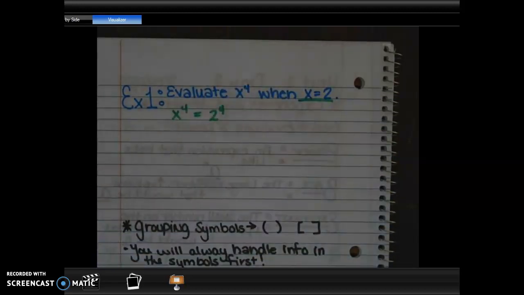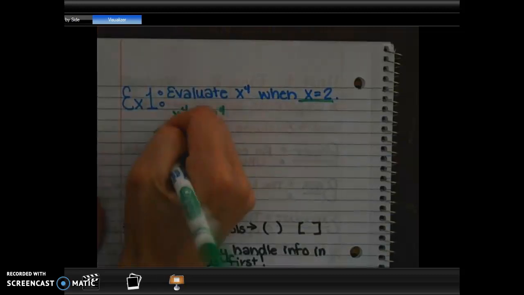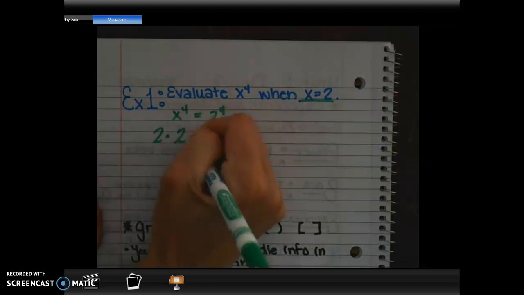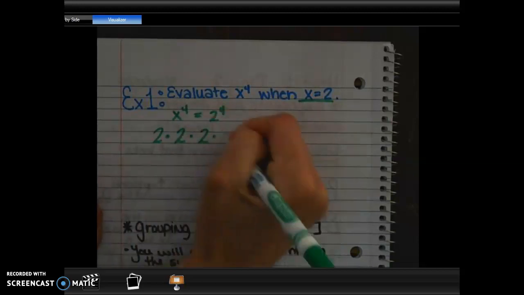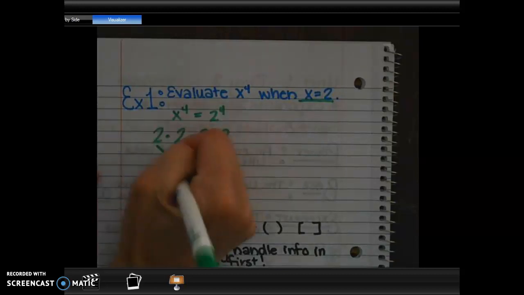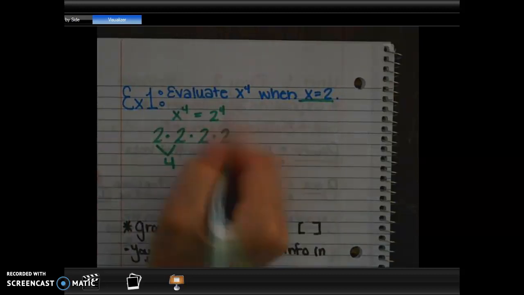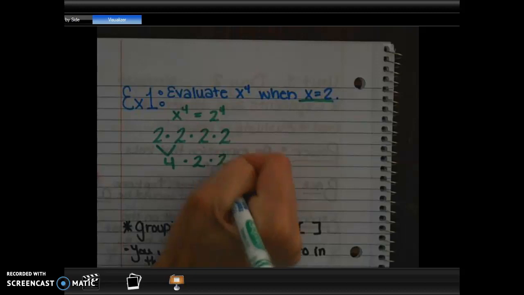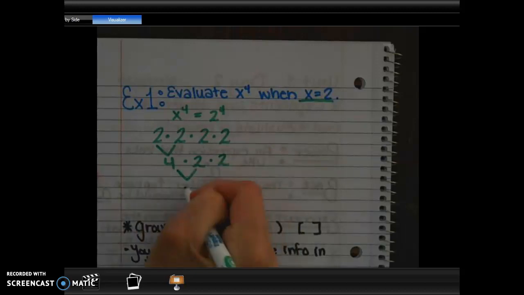So what does that mean? That means we're going to take 2 and multiply it by itself 4 times. So we're going to say 2 times 2 times 2 times 2. Okay, you can use the calculator if you want here. That is absolutely fine. But let's break it down. So 2 times 2 is 4. 4 times 2 is 8.